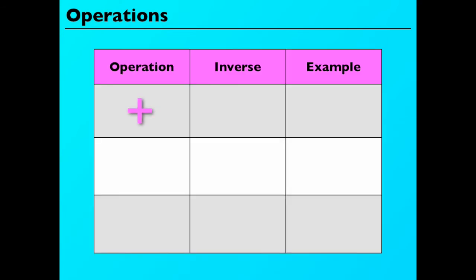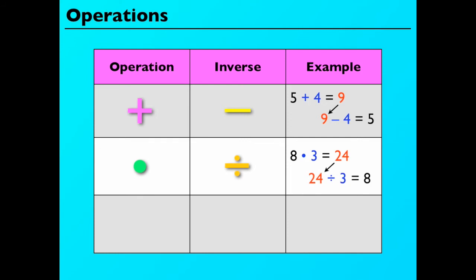Every operation has an inverse operation. For example, the inverse of addition is subtraction. Here's what I mean by inverse. If you start with the number 5, you add 4, you get 9. Take that answer, do the inverse subtraction, 9 minus 4, and you get what you started with, 5. The inverse of multiplication is division. For example, 8 times 3 equals 24. 24 divided by 3 equals 8.